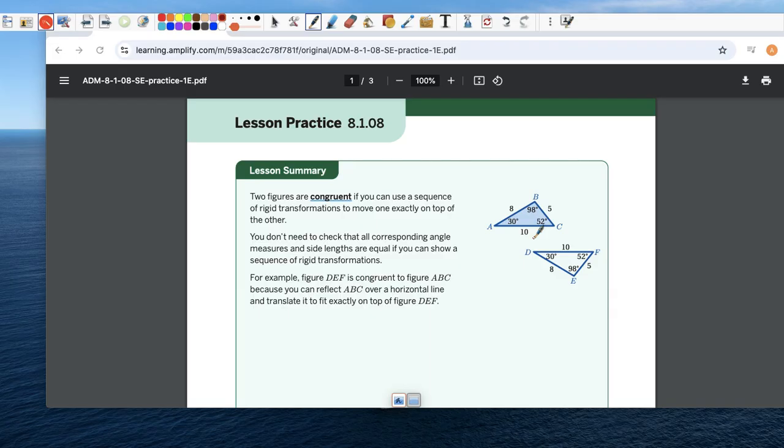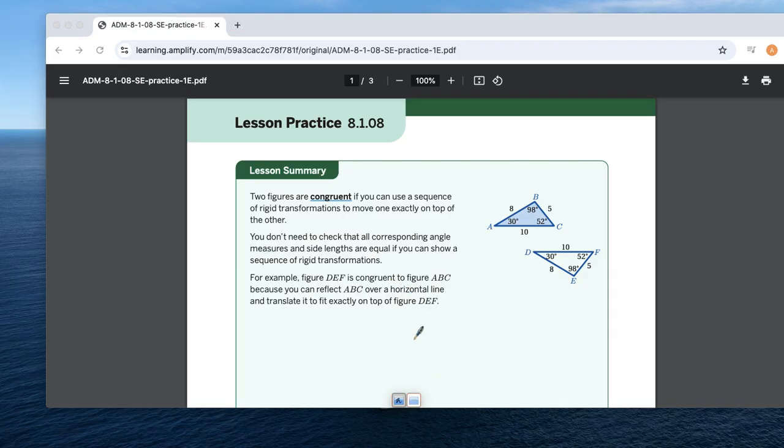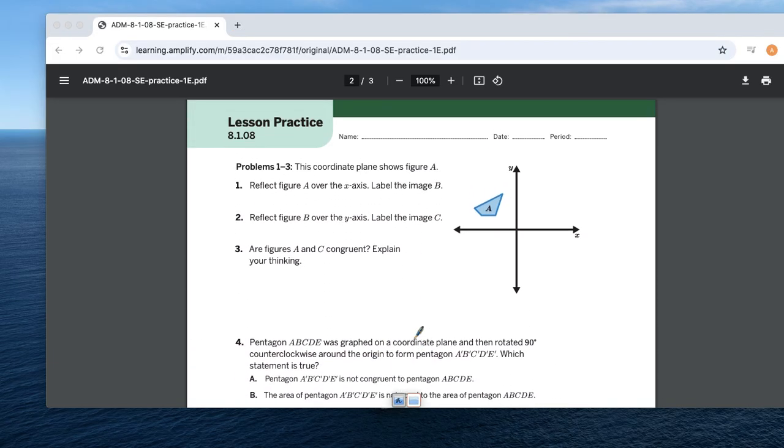Two figures are congruent if you can use a sequence of rigid transformations. What are the rigid transformations? Rotations, reflections, and translations, right? So if you can use one of those transformations to move one exactly on top of the other one, then the two shapes are congruent. Let's look at the first one.